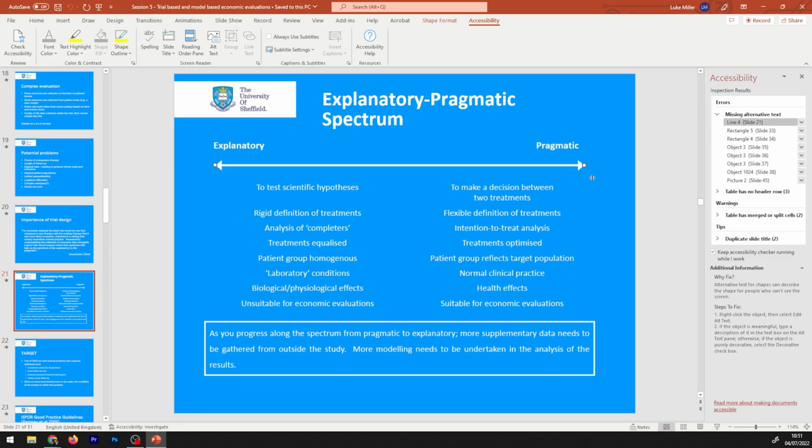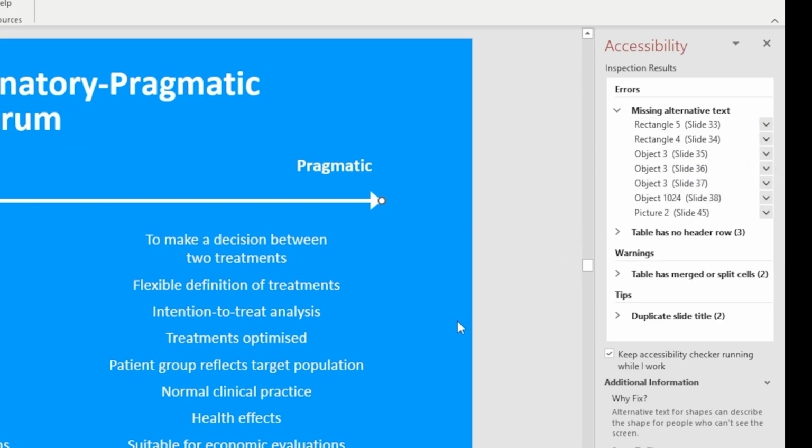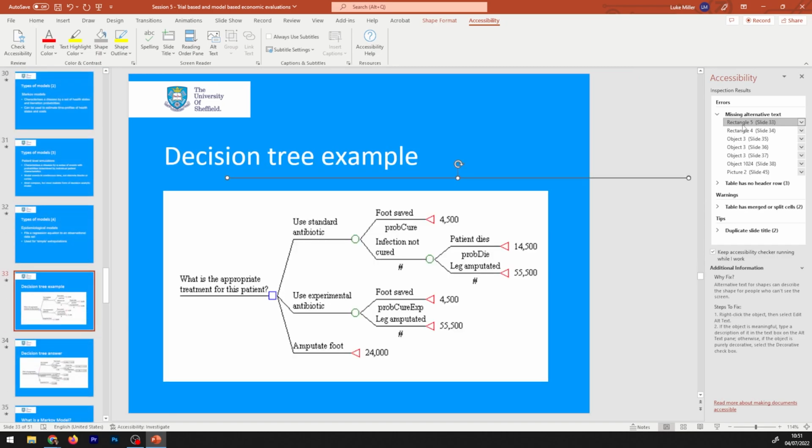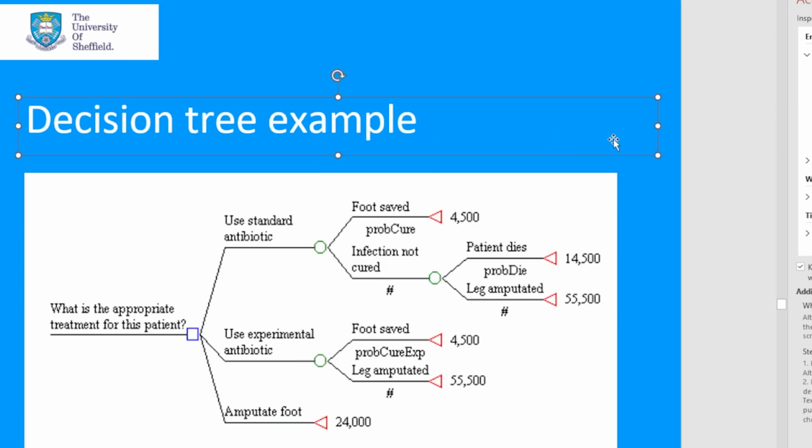Adding some alt text to that won't really help somebody who's using a screen reader to understand this particular page. So all I'm going to do for that is drop this down, and I'm going to say mark as decorative. It will then remove that from the accessibility list. It's fixed. It doesn't need to worry about that anymore. Let's move on to the next one, rectangle 5.